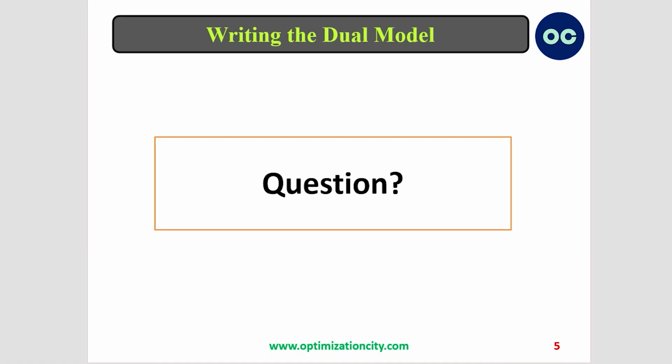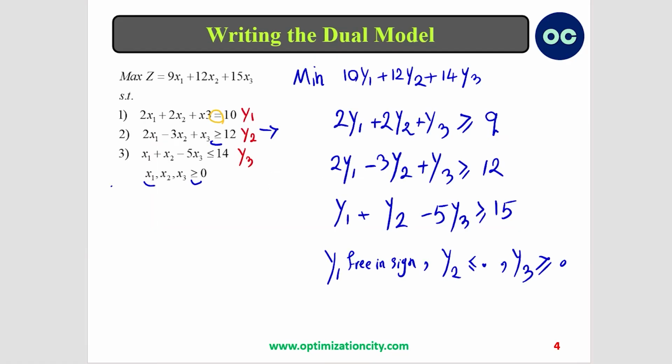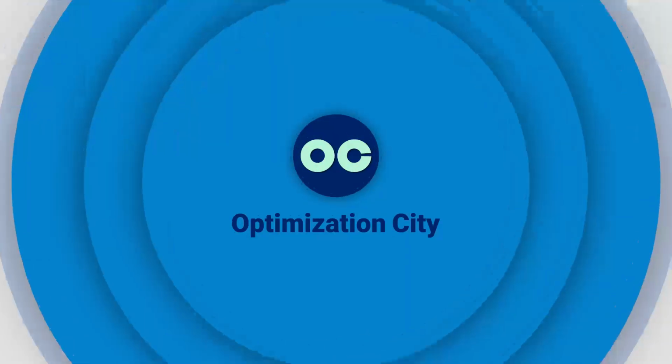Now, here is an interesting question to think about. What happens if a variable in the original model is unrestricted in sign? So here, what if x1 is unrestricted in sign? What will its corresponding constraint look like in the dual model? This is a very important question. So please share your answer in the comments.